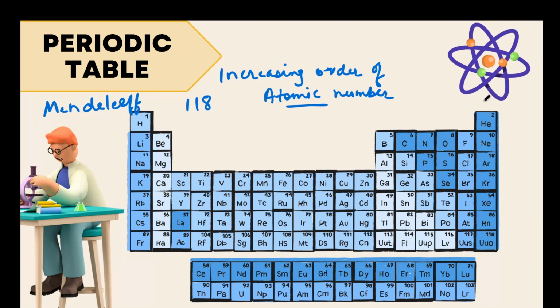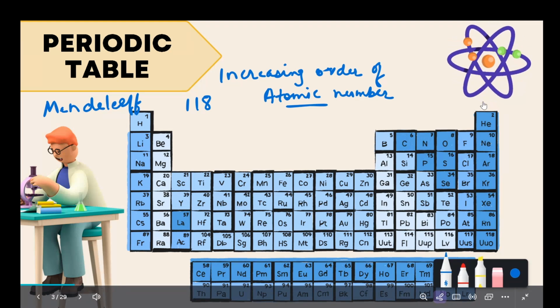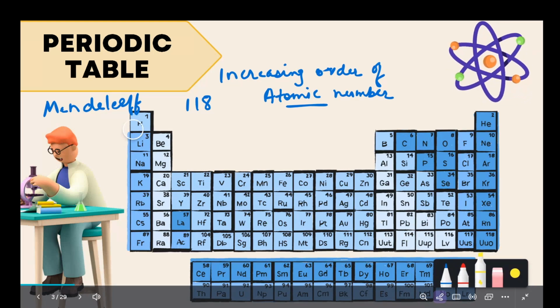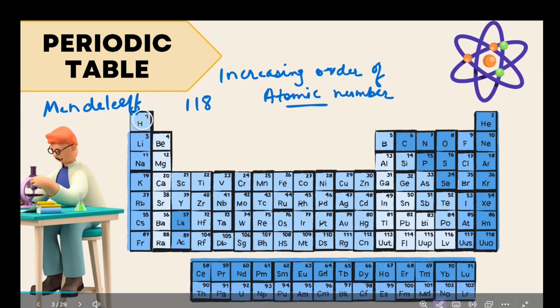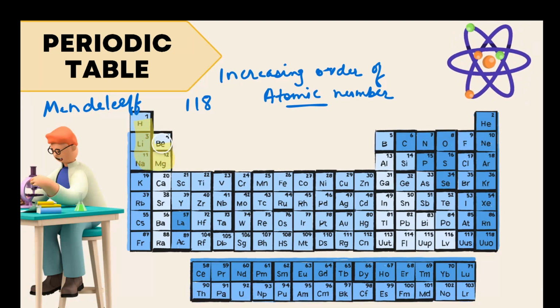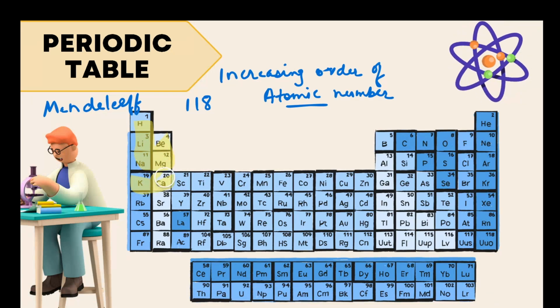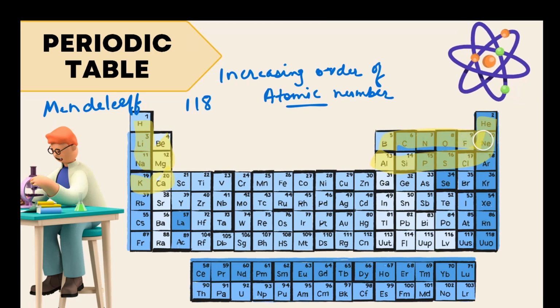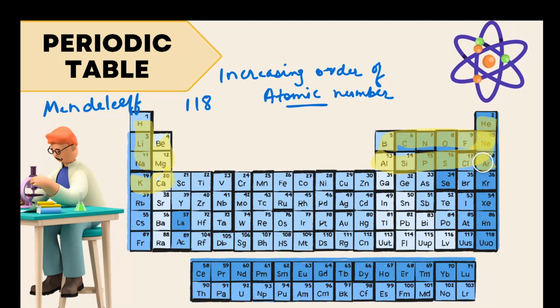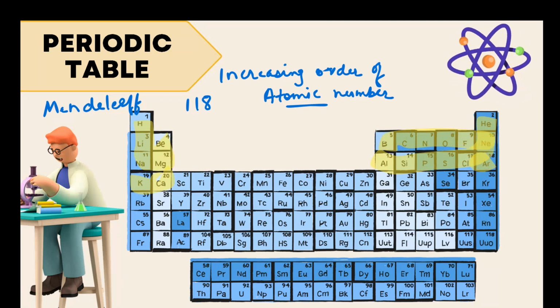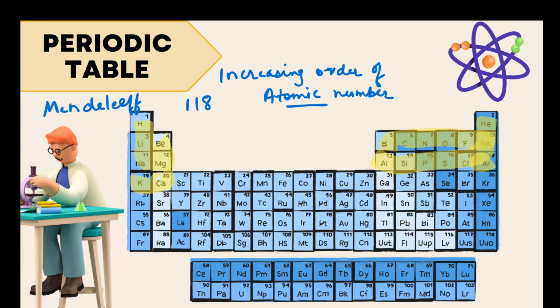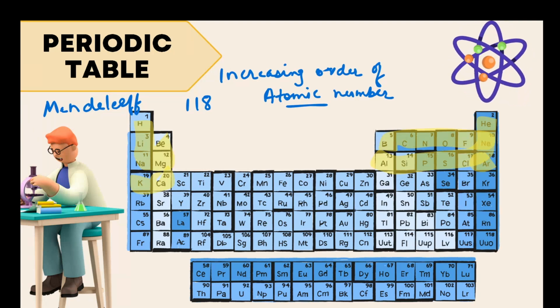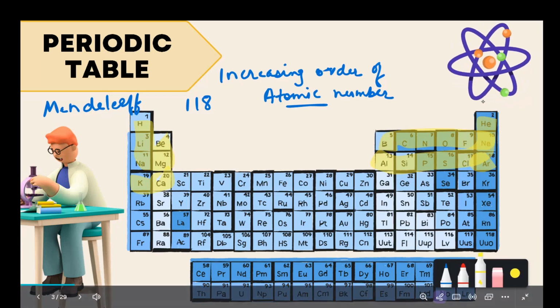Now for class 8th, you need to know the first 20 elements. So I'll just highlight these first 20 elements. We have hydrogen, helium, lithium, beryllium, boron, carbon, nitrogen, oxygen, fluorine, neon. Then we have sodium, magnesium, aluminium, silicon, phosphorus, sulfur, chlorine, argon, potassium and calcium. So these are the first 20 elements which you need to remember.